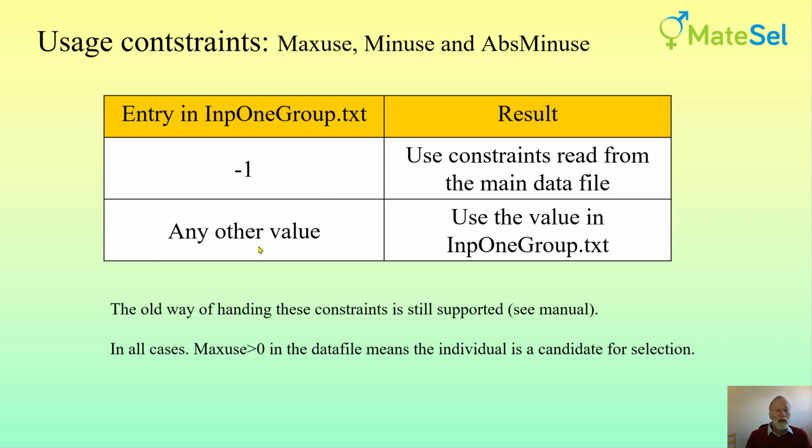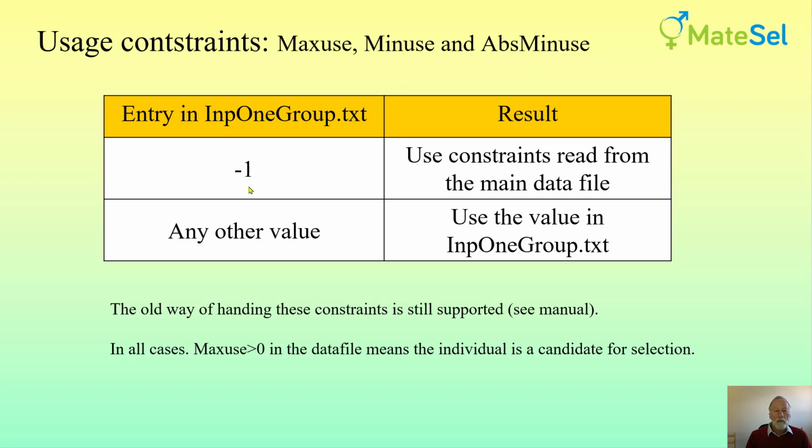However, if you have any other value, in the example we have here is 25, that means that all males that are candidates would have a maximum use as dictated in InpOneGroup.txt, which is 25 in our example. And this same rule applies for Minuse and AbsMinuse.